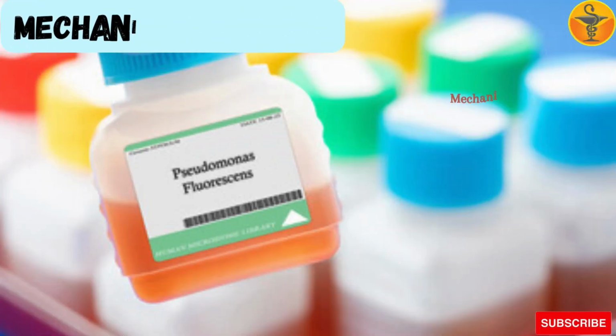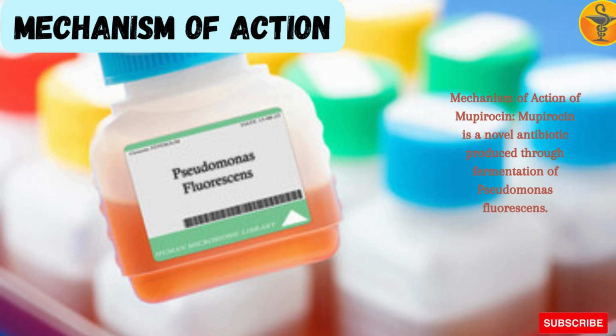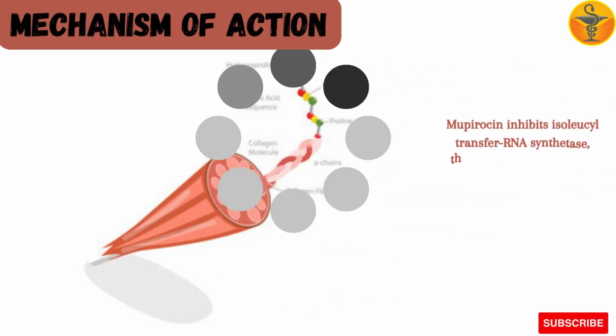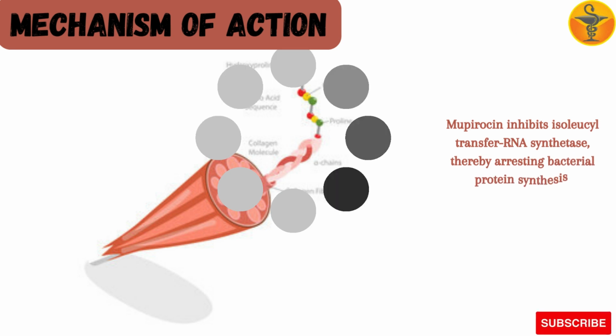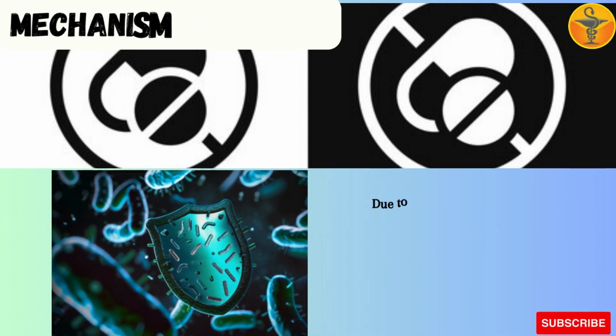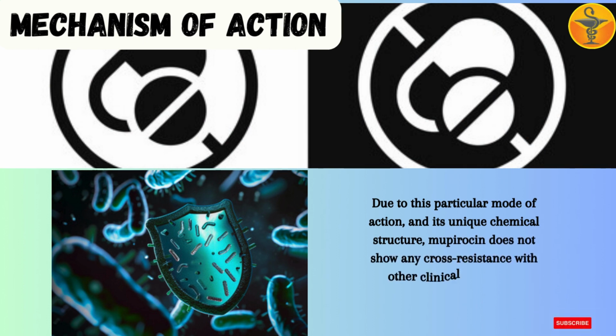Now let's start with mechanism of action. Mechanism of action of mupirocin. Mupirocin is a novel antibiotic produced through fermentation of Pseudomonas fluorescens. Mupirocin inhibits isoleucyl transfer-RNA synthetase, thereby arresting bacterial protein synthesis. Due to this particular mode of action, and its unique chemical structure, mupirocin does not show any cross-resistance with other clinically available antibiotics.